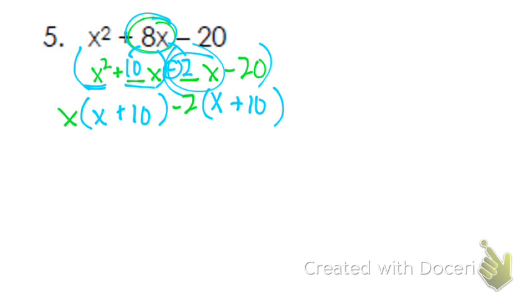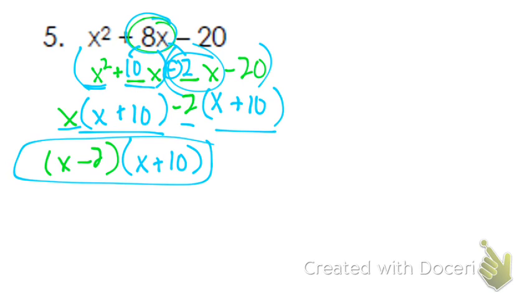Once you get here, these should be the same. So that's going to be one of your factors. And what's on the outside is going to be the other one. So you can just put those in parentheses. x minus 2 is going to go together, and x plus 10 is going to go together. And those are our factors. And you can distribute that to check that yourself as well.